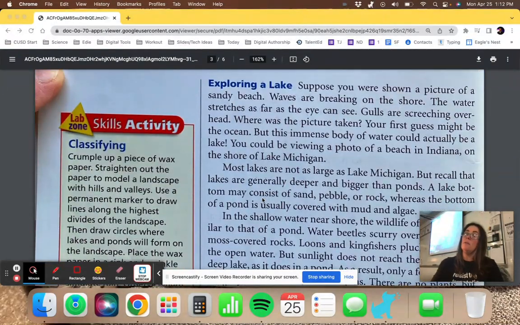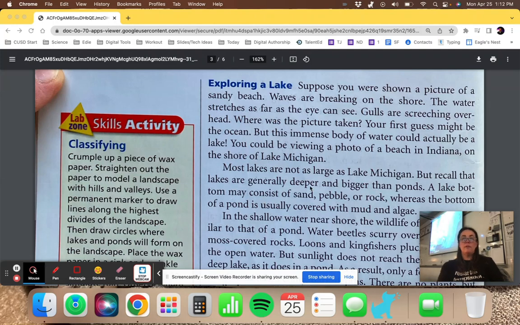Exploring a lake. Suppose you were shown a picture of a sandy beach. Waves are breaking on the shore. The water stretches as far as the eye can see. Gulls are screeching overhead. Where was this picture taken? Well, your first guess might be the ocean, but this immense body of water could be a lake, such as Lake Michigan. We know how big that is.